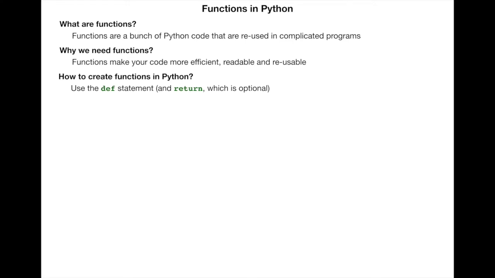And how to create functions in Python? So we use the def statement and also the return, which is optional. We'll talk about that later. So the def statement, def, that's a reserved word in Python. So you're not supposed to use that for a variable. The def statement is used to define functions.